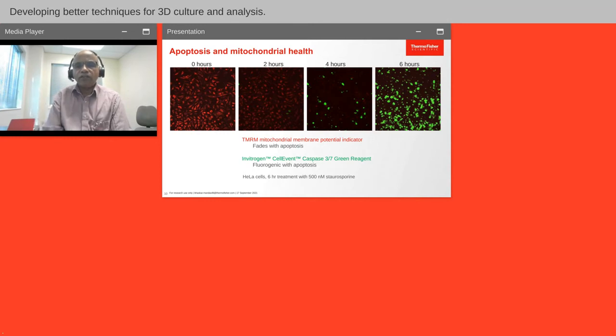As you can see, this is a population of HeLa cells, monolayer cells, where we did treatment for 6 hours using 500 nanomolar staurosporine. Over time there is a decrease in mitochondrial membrane potential, as seen by decrease in TMRM staining, and an increase in caspase staining to mark the apoptotic cells in the population. Again, here the staining with these reagents, both TMRM and caspase reagents, is very penetrant into the spheroids. I will show you the next one, a spheroid population.